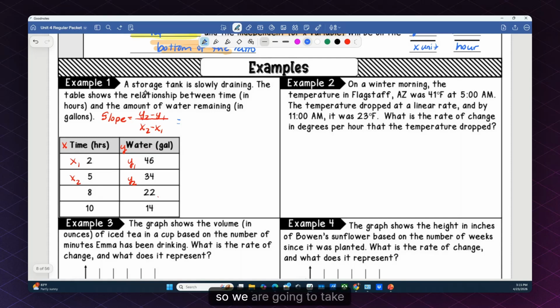So we are going to take our y2, which is this guy here, 34. So 34 minus y1, which is 46, and it's going to be divided by x2, which is 5, and then x1 is 2.